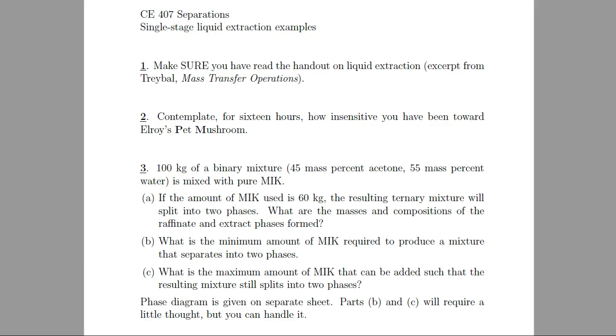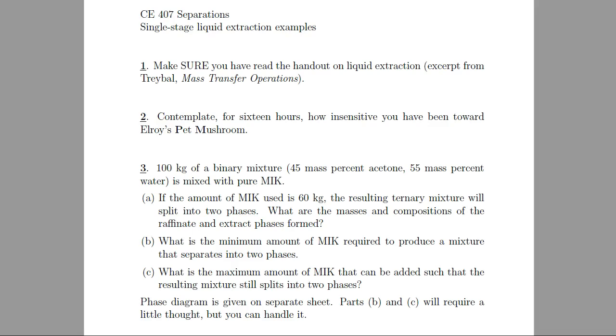100 kilograms of a binary mixture. It's 45% acetone, that's the solute that we're interested in, 55% water, which is the diluent. And we'd like to extract the acetone from the water. It is mixed with pure MIK, that is the solvent. So question A is, if the amount of MIK used is 60 kilograms, the resulting ternary mixture will split into 2 phases. What are the masses and compositions of the raffinate and extract phases formed?